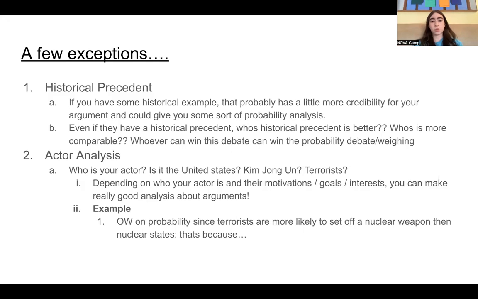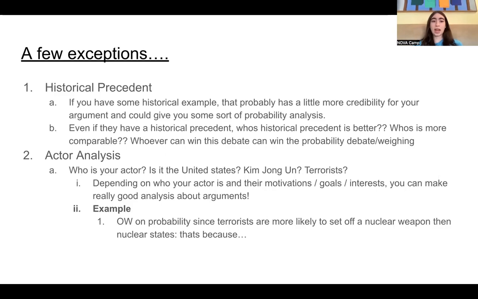So even if both sides have historical precedent, you can still do weighing on whose historical precedent is better, and that in and of itself is probability weighing. There you can analyze whose historical precedent is more comparable to what you're analyzing in this round, and whoever can win that debate can probably win the probability debate. So if your historical precedent is from China and we're arguing about the US, you can do analysis as to why China is comparable to the US, maybe in a population analysis or in an economic growth analysis.